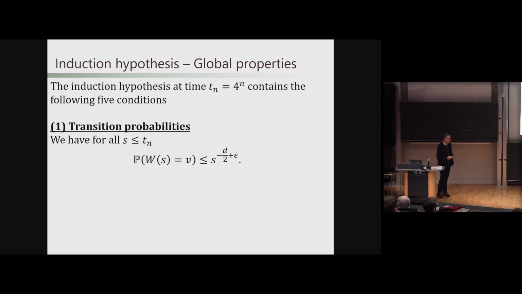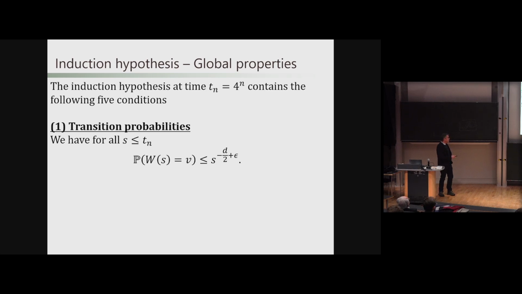So the inductive hypotheses will be on timescales growing exponentially. So T_n is like 4 to the n. And the most important hypothesis will be that transition probabilities are well behaved. For a regular simple random walk up to time s, the transition probabilities are bounded by a constant times s to the minus d over 2. And we want the same to hold for the cyclic walk, but with an extra plus epsilon in the exponent to make it a bit easier.